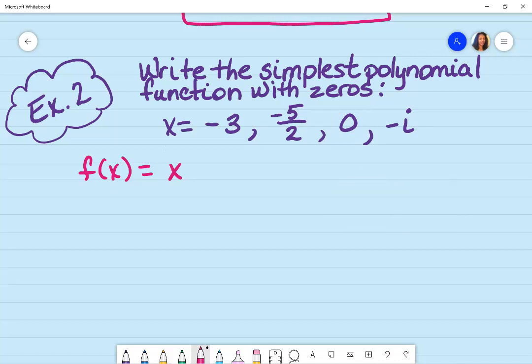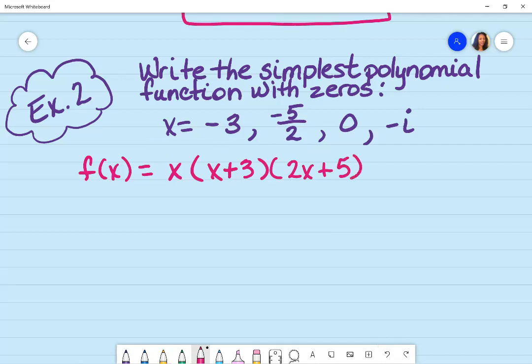Then I'm going to take the other ones, move them over, and change the sign. So now this becomes x plus 3. For this next one, what you want to do is take your denominator and move it in front of x. So this will be 2x. And then you want to change the sign, and that's going to become your constant.